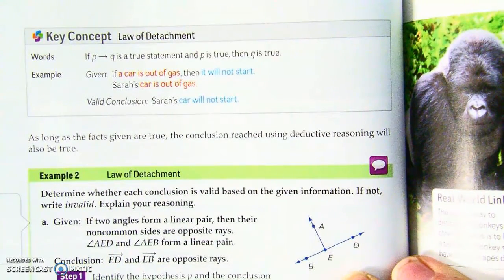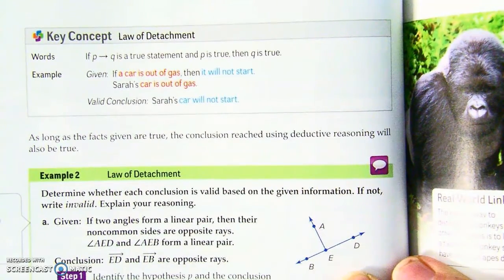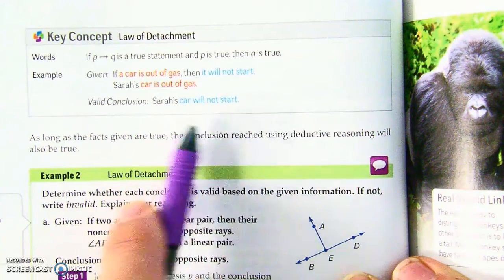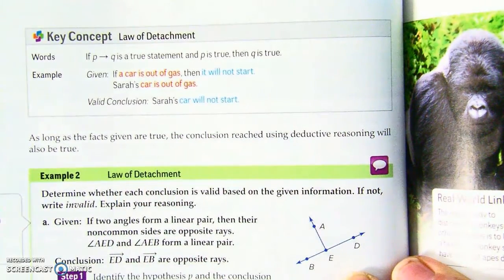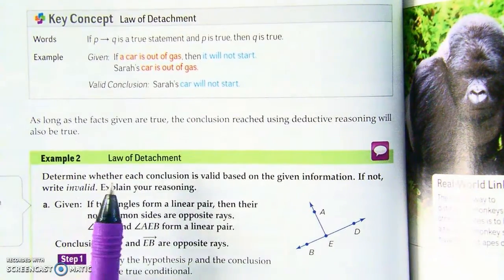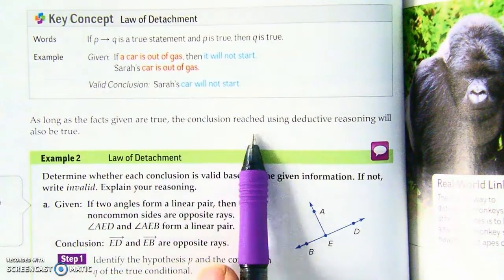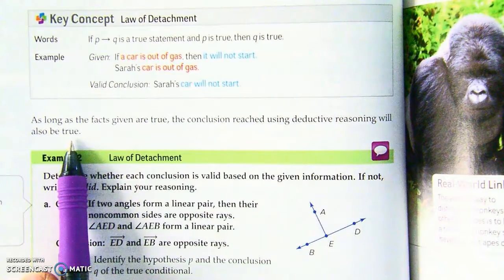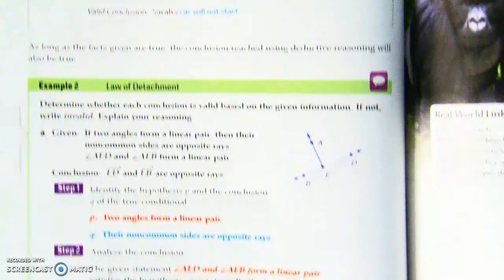So it's almost kind of like the law of, I'm trying to think here. I can't think of it off the top of my head, I'll think about it in a minute. But we're talking about three statements: if one is true, and the second one's true, then the third one will be true. All right, let's look at a couple examples. As long as the given facts are true, the conclusion reached using deductive reasoning will also be true. So this is kind of interesting stuff.